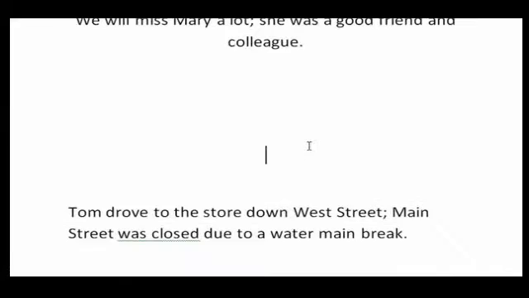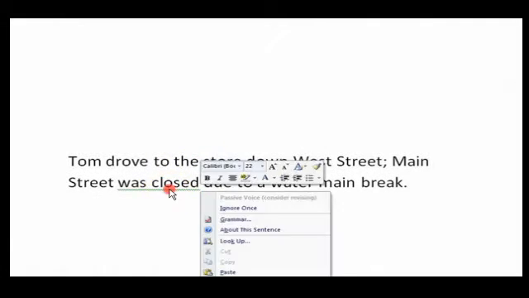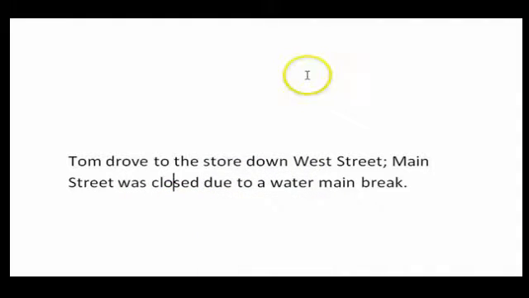And again, Tom drove down the street, Tom drove to the store down West Street. Main Street was closed due to a water main break. So here again, I could use the period in place of the semicolon. What I'm telling the reader again is that these two ideas are very closely related, so that's the reason for the semicolon.